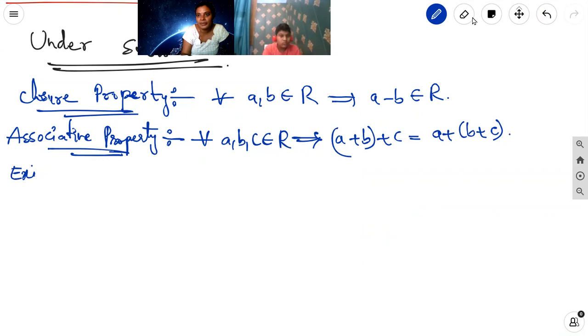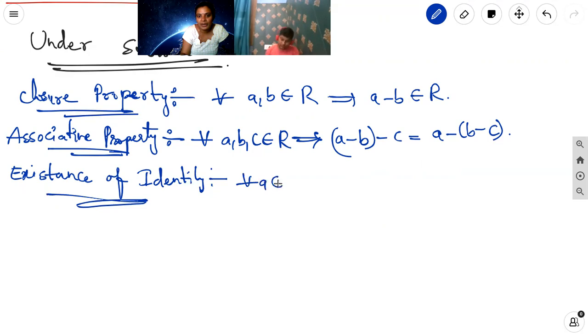Here, minus is there. We are discussing minus, so we are taking minus. (A minus B) minus C equals A minus (B minus C). Existence of identity.